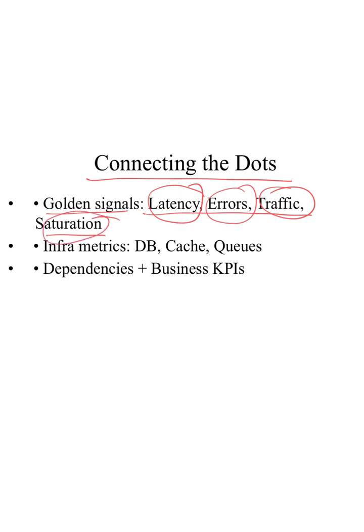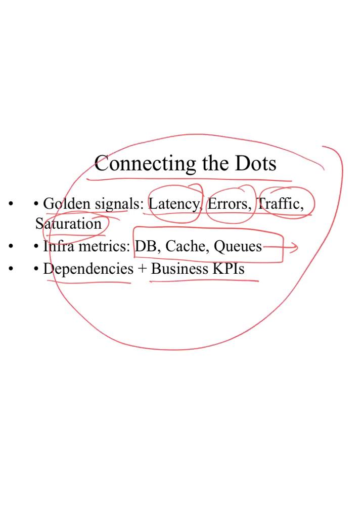For infra metrics, you should measure DB, cache, and queues, right? DB means your MySQL, Mongo, etc. Cache means Redis. Queue means if you're using Kafka or RabbitMQ. Similarly, you should measure dependencies and business KPIs. You should keep this in mind while defining your metrics.